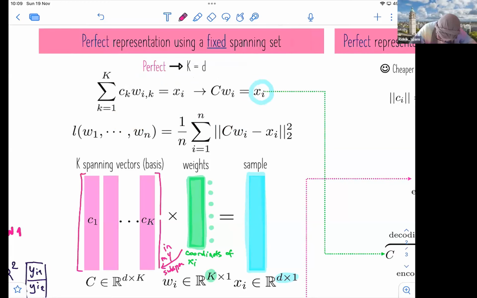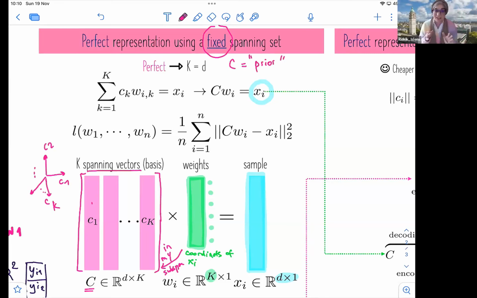C. So C actually is a spanning matrix that has k spanning vectors or bases. C1 is vector 1, C2 vector 2, etc., until you get to CK. And these are my spanning vectors. So now when we say fixed, it means the C is predefined. It's a prior data. I define my C matrix. And when we say perfect, perfect means K is the same number as the original features. So we have K equals D in this case.